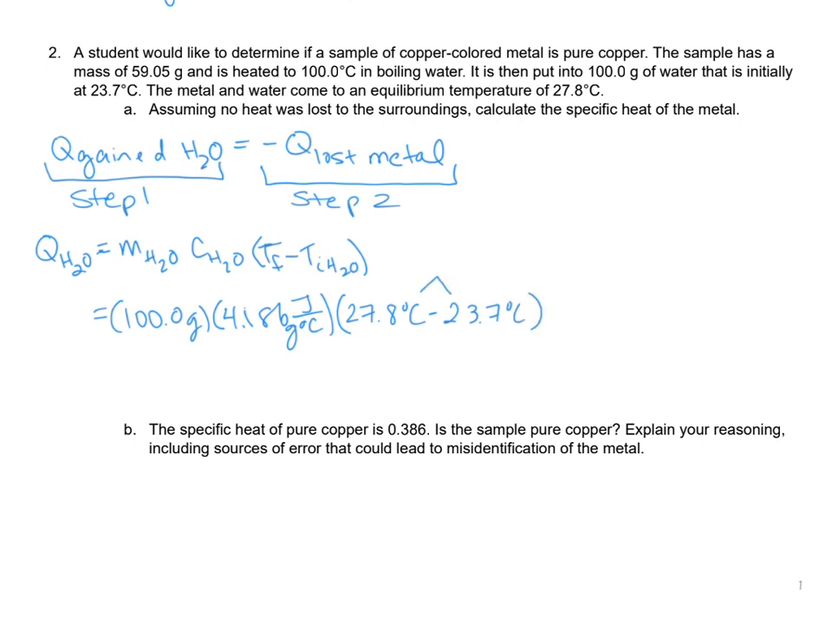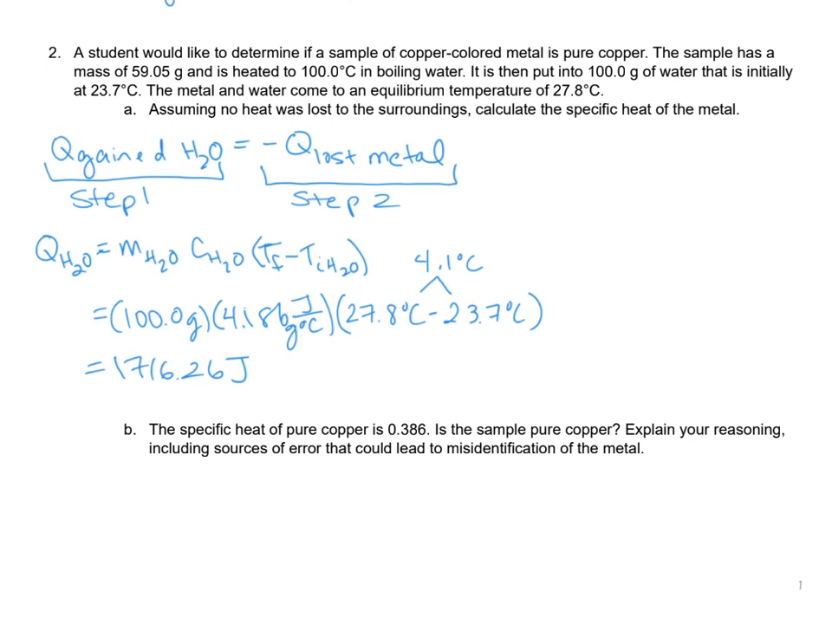And when we do the temperature change, when we subtract 27.8 minus 23.7, that ends up being 4.1 degrees Celsius. So 100 times 4.186 times 4.1 degrees Celsius gives us the fact that the water absorbed 1,716.26 joules of energy. So that's how much energy was gained by the water. Notice I haven't rounded to sig figs yet. And that's going to be equal to the energy that was lost by the metal.